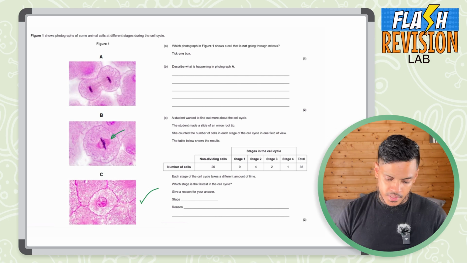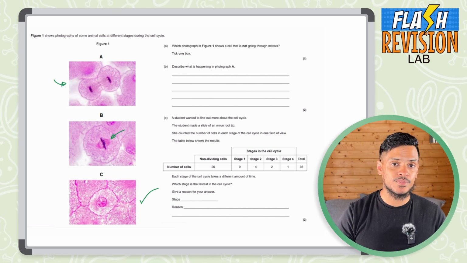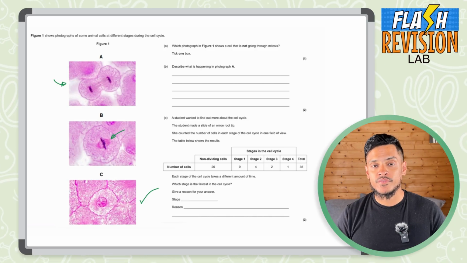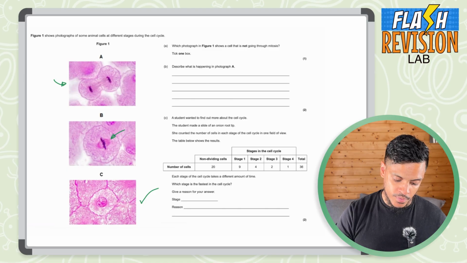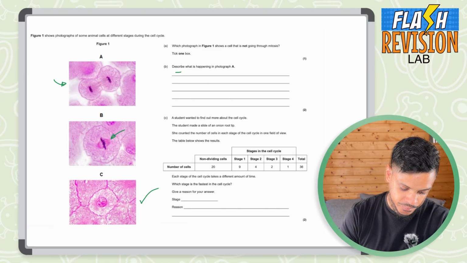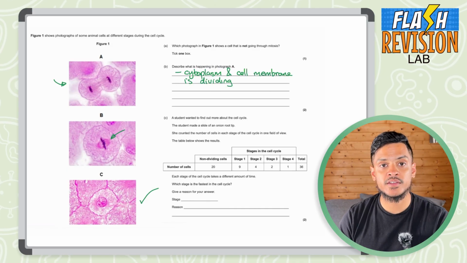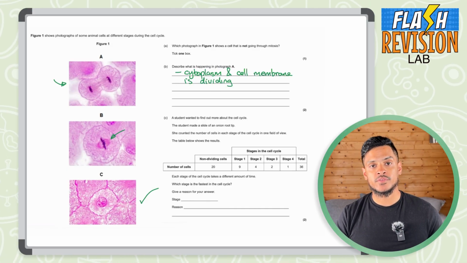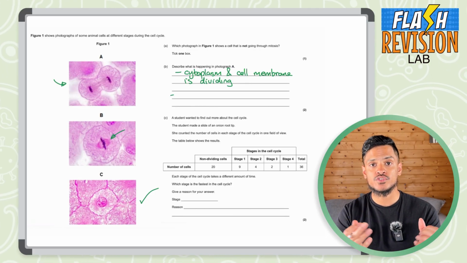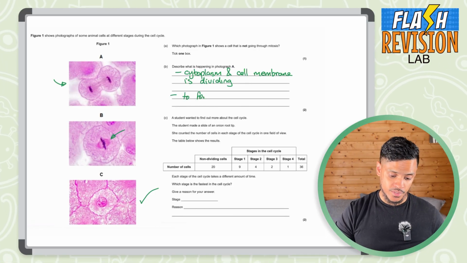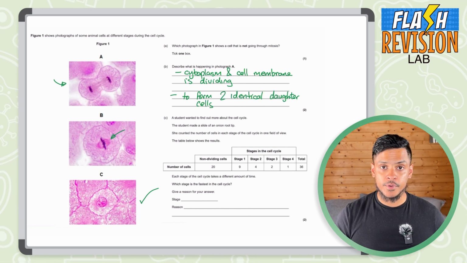Now for part B, it says describe what's happening in photo A. So I told you already, this is where the cytoplasm and the cell membrane of the cell is dividing. It's the last stage of the cell cycle. So it's 2 marks. So let's mention that for 1 mark: cytoplasm and cell membrane is dividing. Now for the second mark, you need to say what happens at the end of it. What happens? The one cell is now turning into 2 daughter cells. And remember, those 2 daughter cells are identical. So we could say to form 2 identical daughter cells. That's how you get 2 marks there.